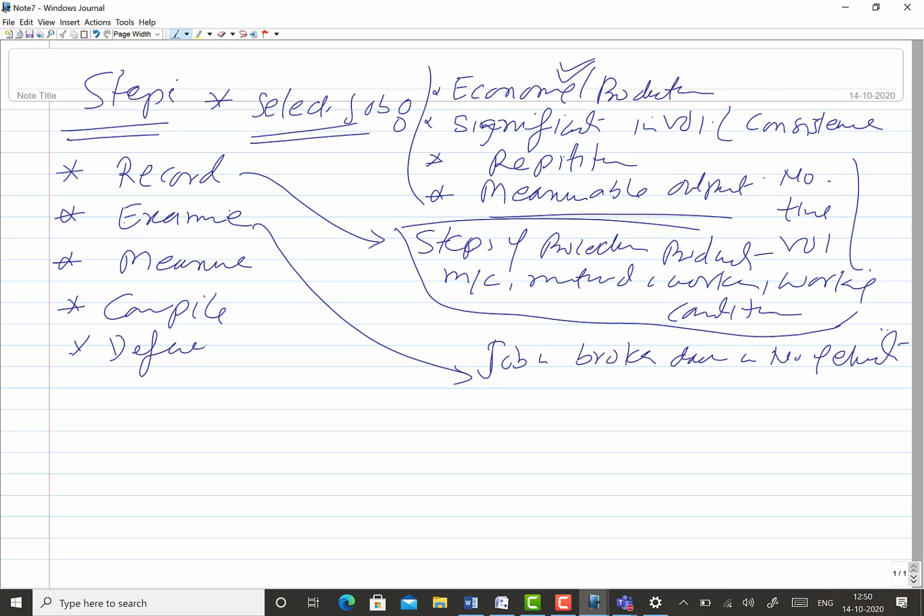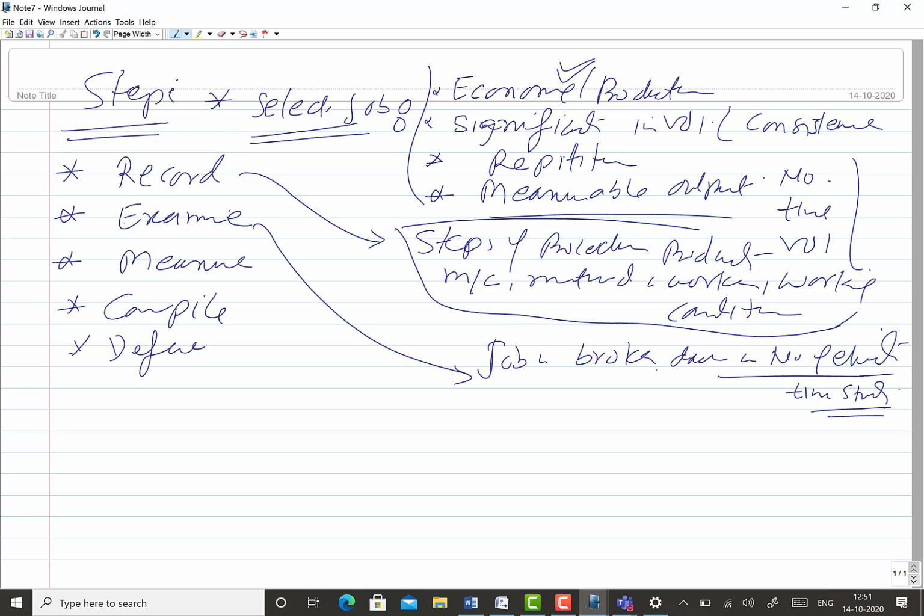So these elements are different from what we have seen earlier, like the operation, transport, inspection, delays, or what we have seen in thermblig, that this is also different from. Similarly, we have seen a certain way of breaking the job in the two-hand process chart. That breaking of the job was completely different than the way by which we break the job into the different elements in work measurement, or you can say this is primarily used in the time study method of work measurement. So the job is broken down.